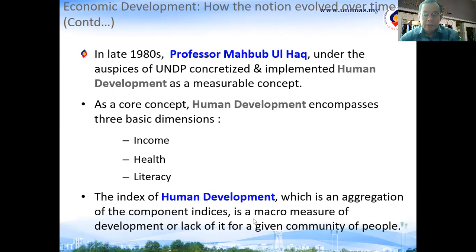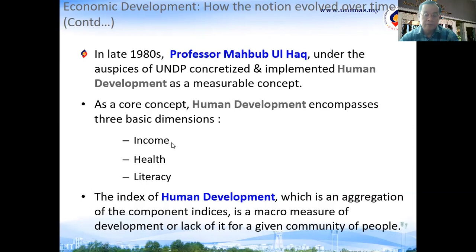So it is a macro measure of development. In other words, it's a bigger measure of development rather than just focusing on income alone. So it is a macro measure of development or lack of it for a given community of people. So very important new concept as far as measuring development in the countries.